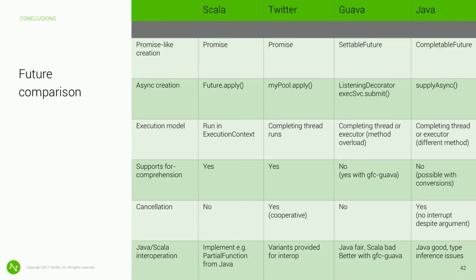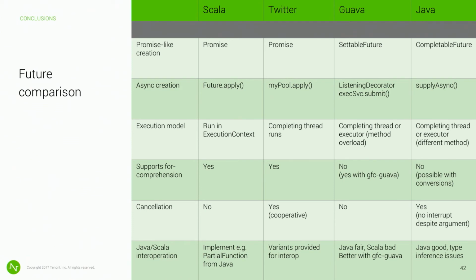So let's look at a comparison of at least the future parts that we talked about. We've got Scala, Twitter, Guava, and Java. Promise-like creation in Scala and Twitter comes from promise. In Java, it's all completable future. We can create async via apply in Scala on the future companion object, in Twitter on a pool. And Java, we can supply async to submit a callable to the execution context.